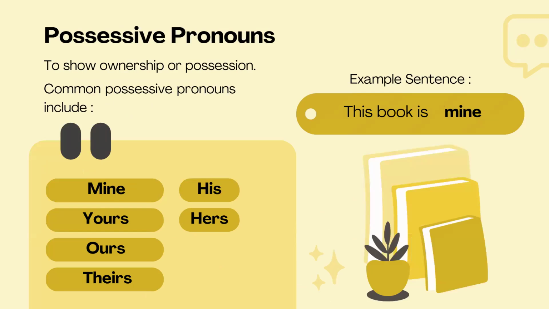So next comes the possessive pronoun, which is very important. It shows ownership and replaces the entire noun. The common possessive pronouns are mine, yours, his, hers, ours, theirs. Example, this is mine. This seat is ours. It replaces our seat.